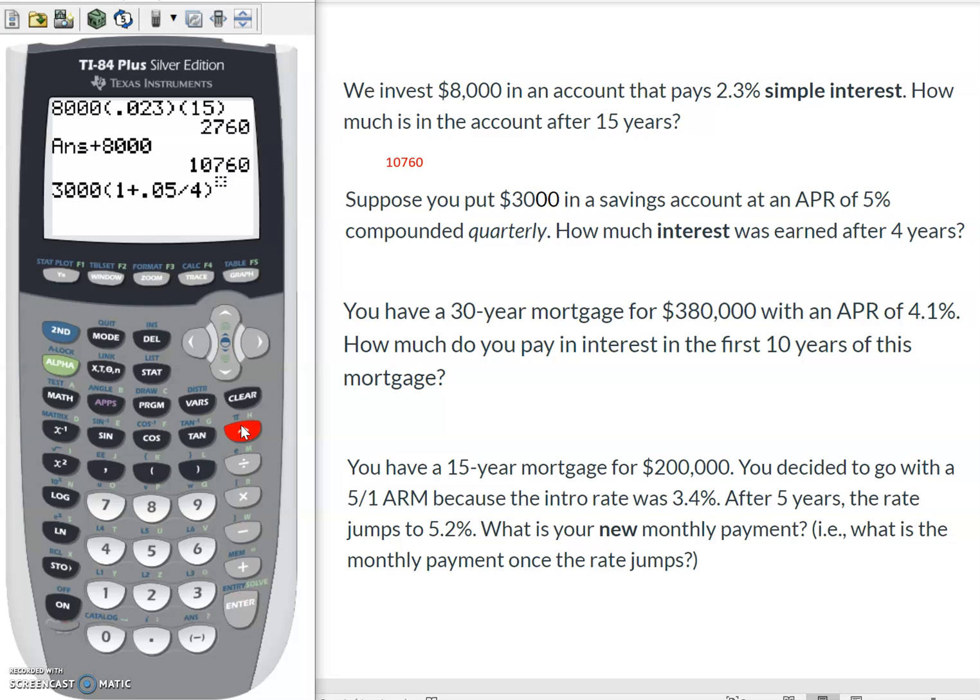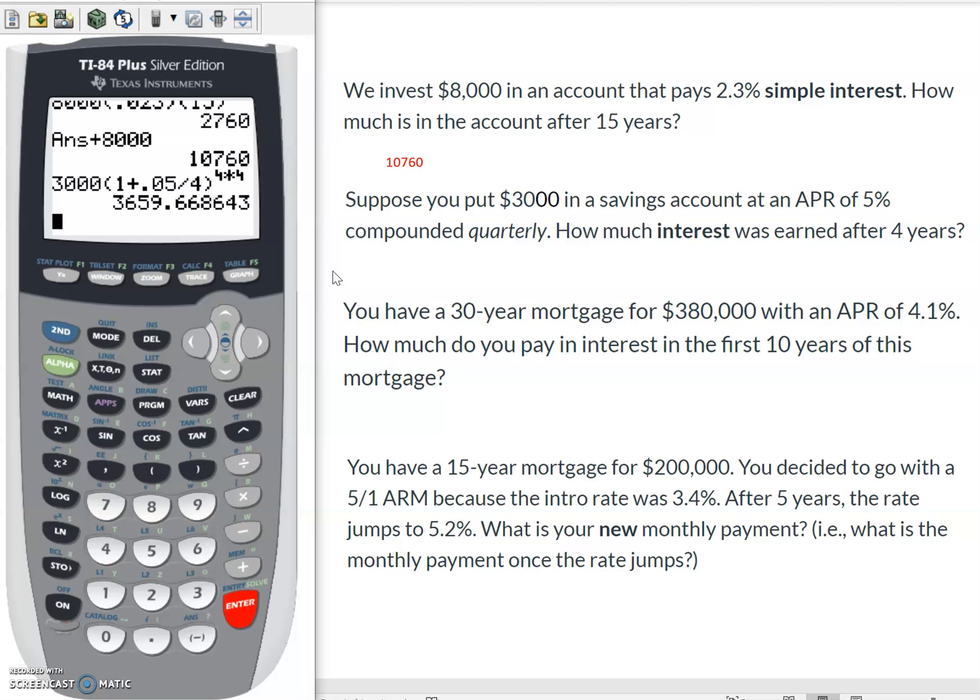Remember, n is number of compounds per year. So usually we're doing monthly. This was the one question that I switched up and changed. That's why I italicized quarterly. So we're not going to do 4 times 12, right? We're doing 4 times 4. We have 16 total compounds. And that's where we get 3,659 and 67 cents. This one is similar to the previous one, though.